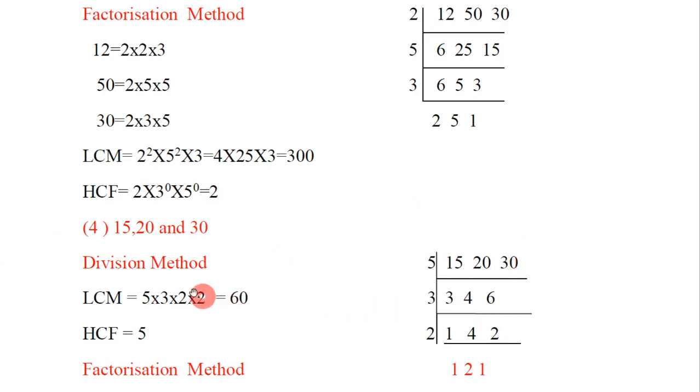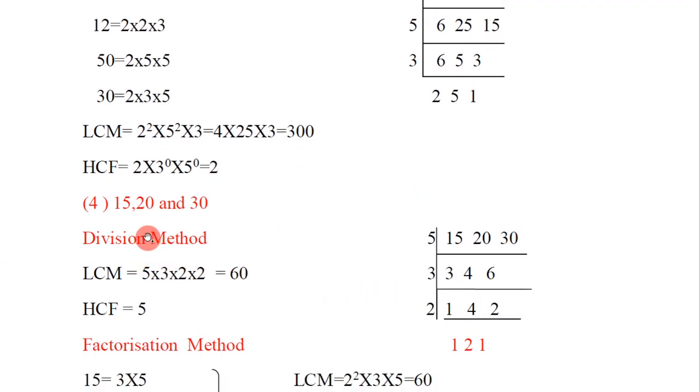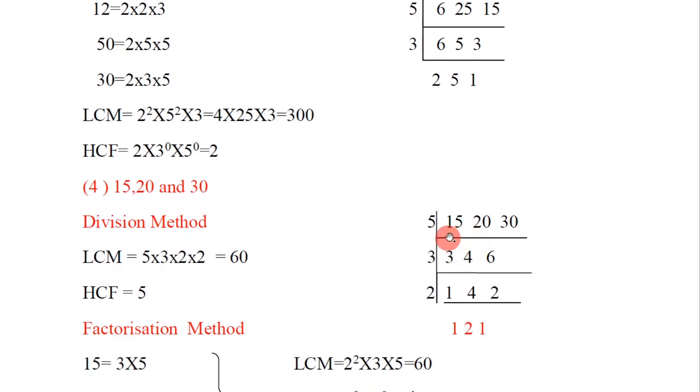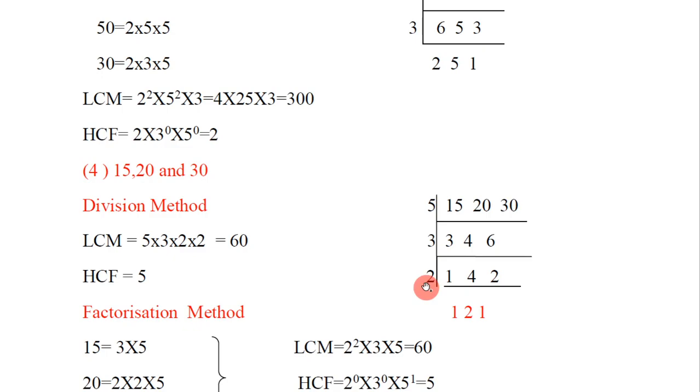Next, in the same way, consider the LCM and HCF of 15, 20 and 30. You can see here all the 3 numbers are divisible by 5. But in the next step, 2 numbers 3 and 6 are divisible by 3. So it is 1, 2, and divide by 2, then it is 1, 2 and 1. So now LCM is product of these numbers. It is 5 into 3 into 2 into 2. And HCF is only 5 because 3 is not common to all the 3 numbers.